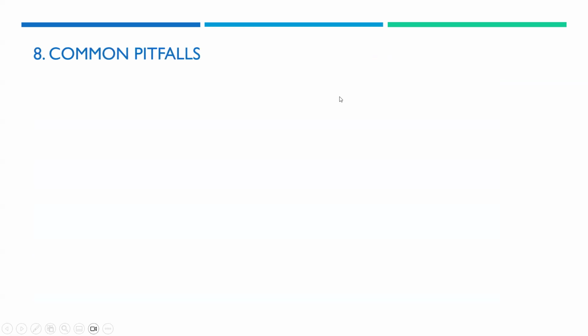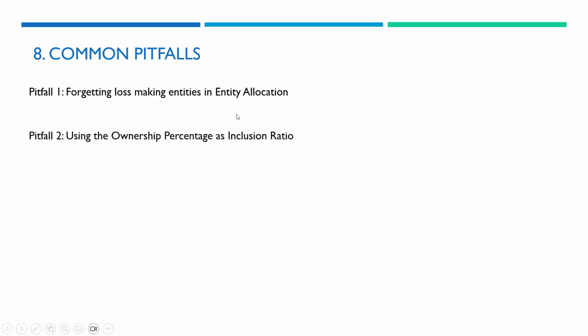Now we will quickly go into common pitfalls. What are the pitfalls that we make while doing this? We forget loss making entities in entity allocation, right? You should only take positive ones. Please don't include loss making entities in entity allocation.